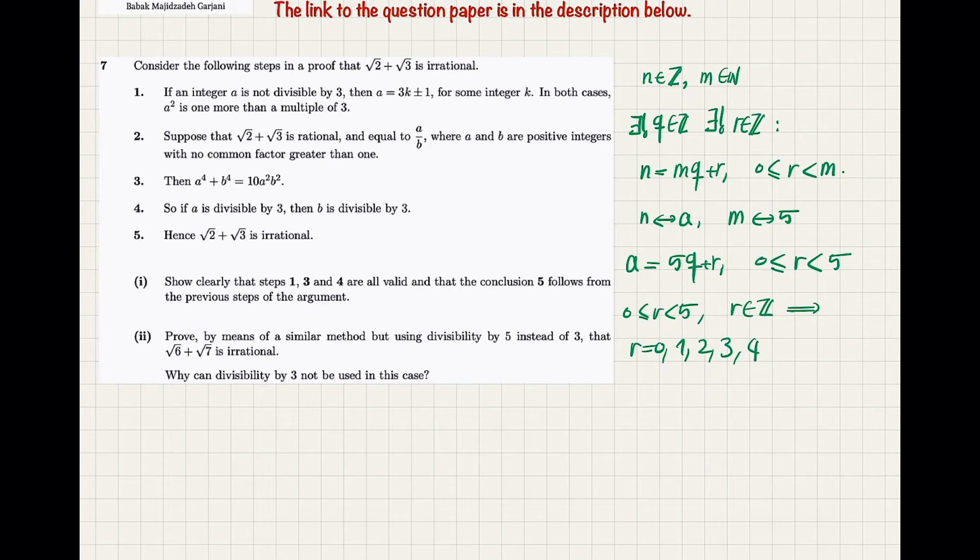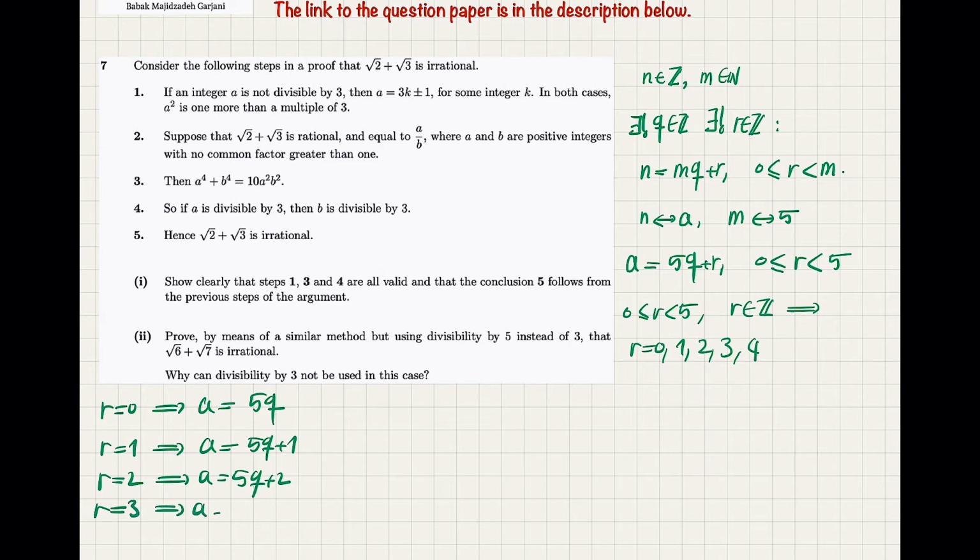So if r is equal to 0, then a becomes equal to 5q. If r is equal to 1, then a becomes equal to 5q plus 1. If r is equal to 2, a becomes 5q plus 2. R equals 3, a becomes 5q plus 3. And finally r equals 4, a is 5q plus 4.